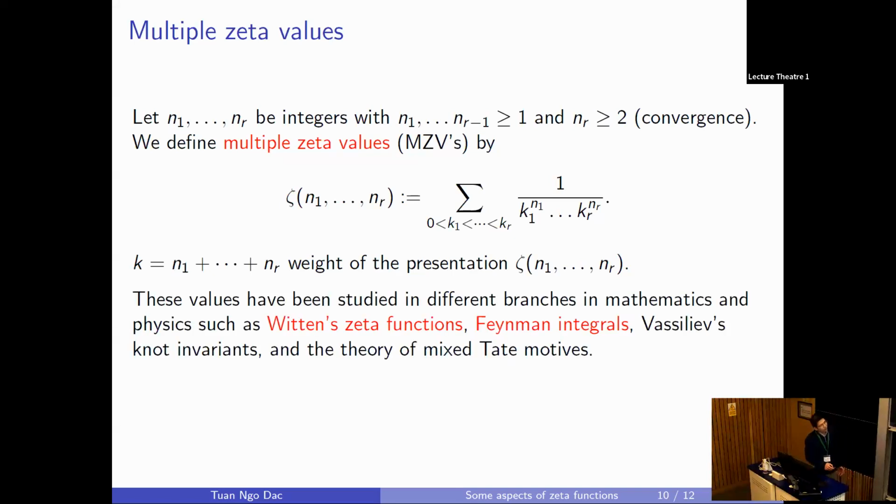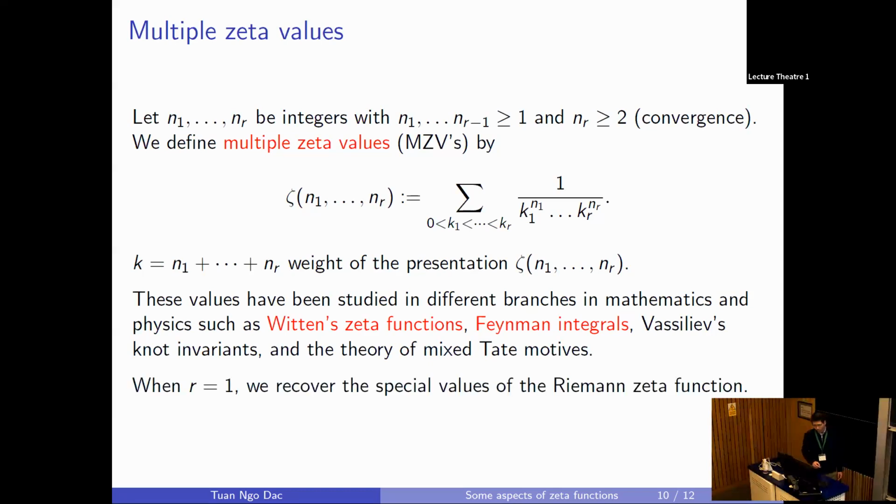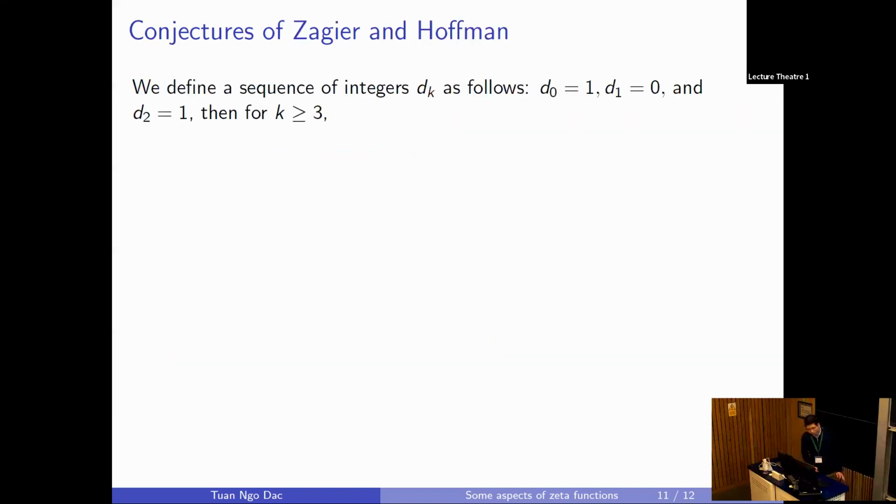These values have been studied and turn out to appear in many different branches of mathematics as well as in physics. You can see them in the setting of Witten zeta function, Feynman integrals, and of course in mathematics in the theory of mixed Tate motives. When r equals 1, we recover the special values of the Riemann zeta function. So I would like to present two of the most important conjectures in this theory.